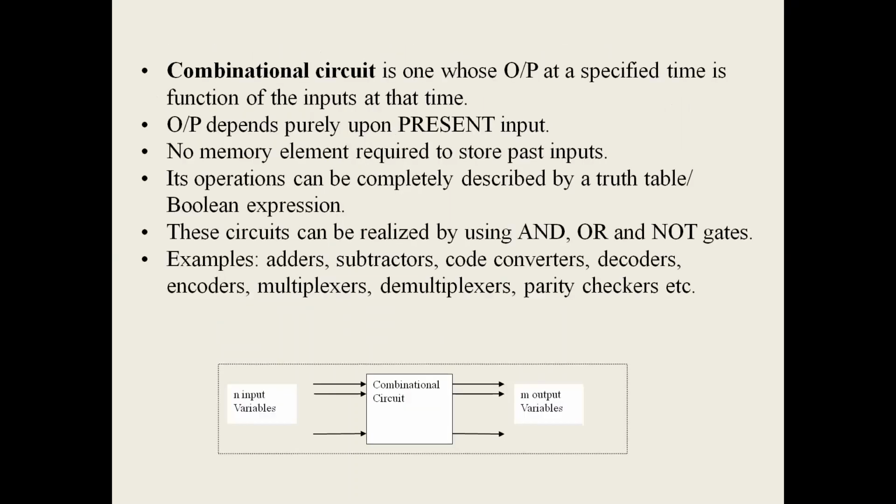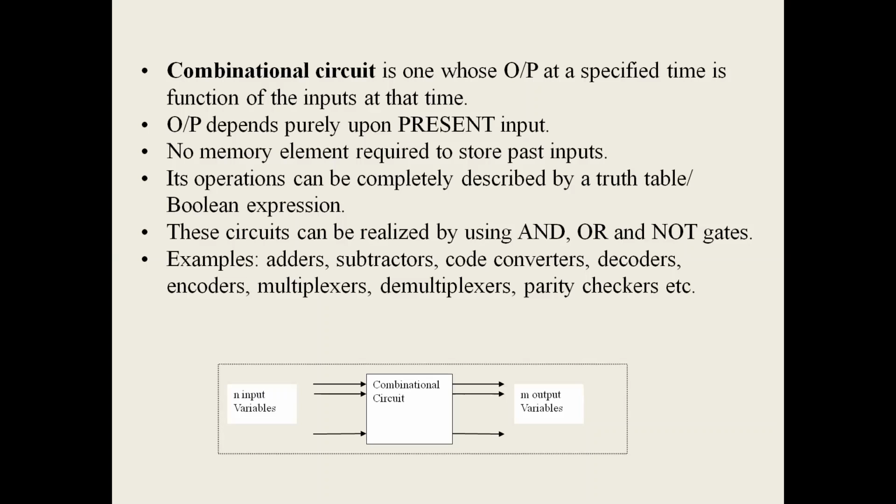Combinational circuit is one whose output at a specified time is a function of the input at that time. Output depends purely upon present input. That means basically there are two kinds of circuits. One circuit will have no memory and another will have memory. So no memory element is required to store past input in the case of a combinational circuit. Its operation can be completely described by a truth table or Boolean expressions.